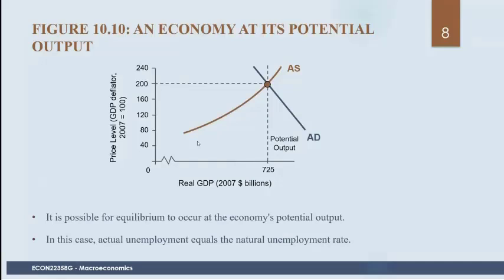So in this case, if we are producing at potential output, then we're going to say that the unemployment rate is the natural unemployment rate or the full employment unemployment rate. So it's where we want to be. There would be no cyclical unemployment here.